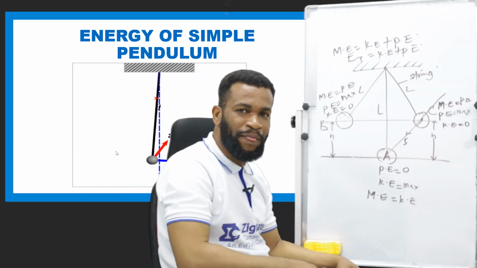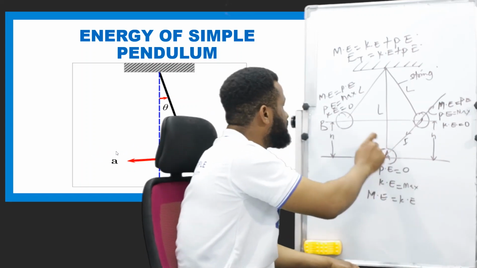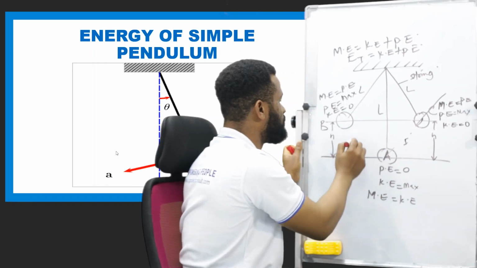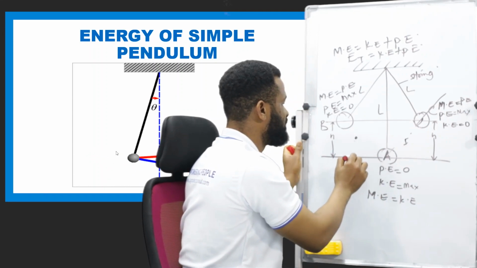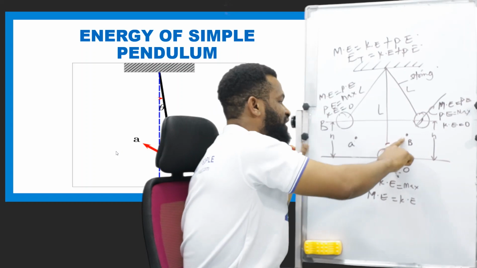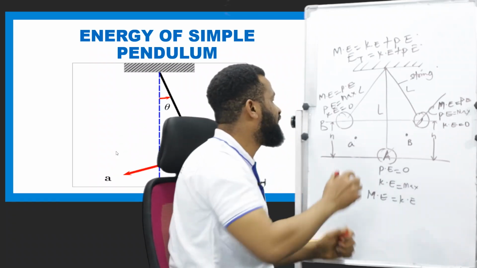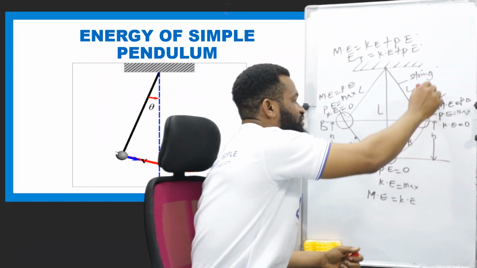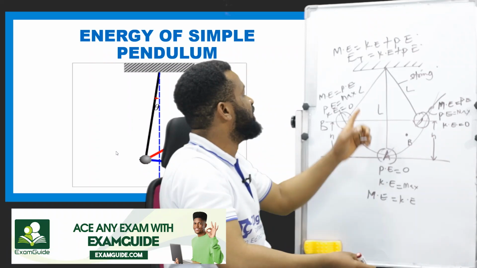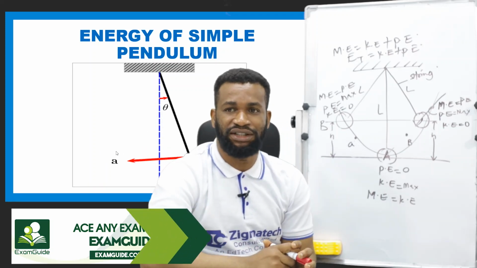Now let me leave you with a little thing to think about. If we are only considering point A, point B, and point C, what happens when we consider a point in this place? Let me call it A prime, small a, and probably a point here, B. What would be the kinetic energy at this point, and what would be the potential energy at this point? Now let me say this. At every point as this body is moving in this direction, kinetic energy plus potential energy is going to be equal to the mechanical energy. And that is the principle of conservation of mechanical energy.